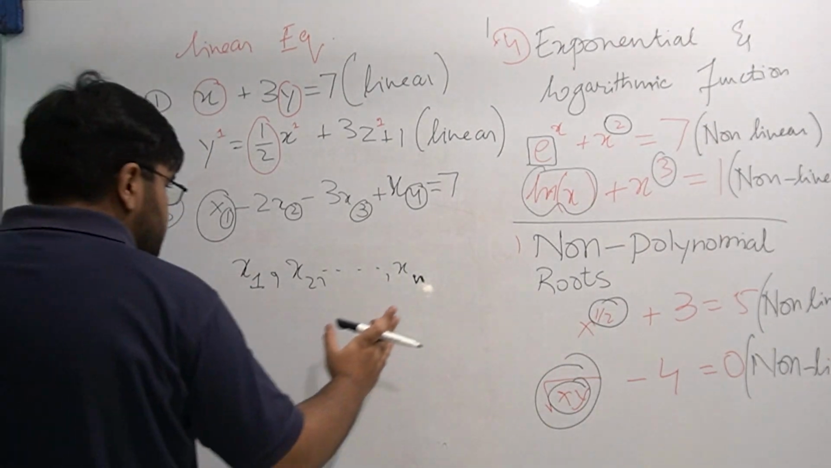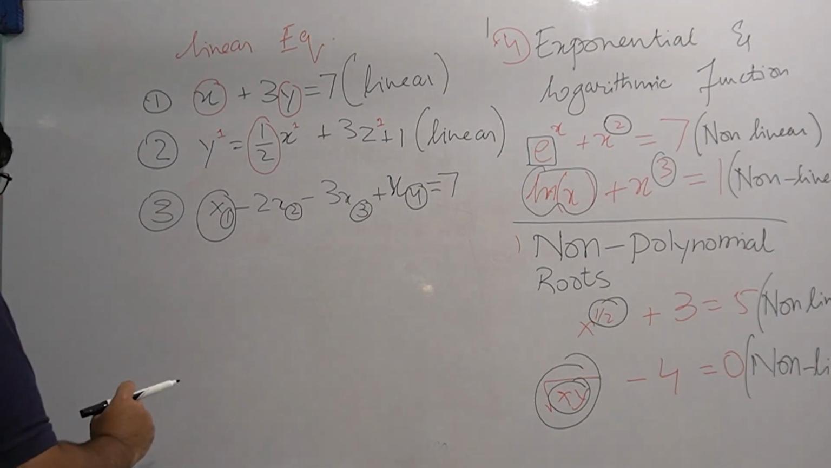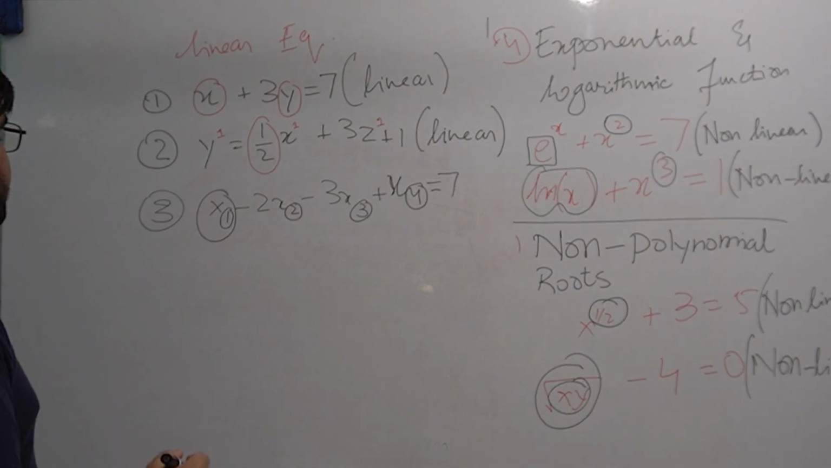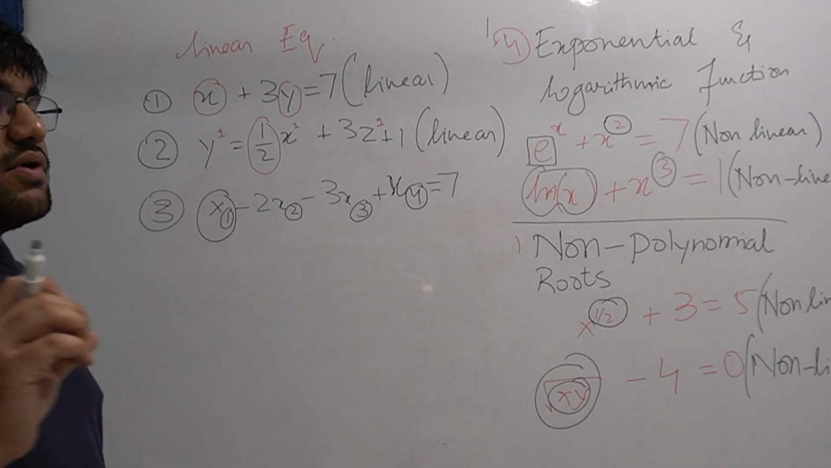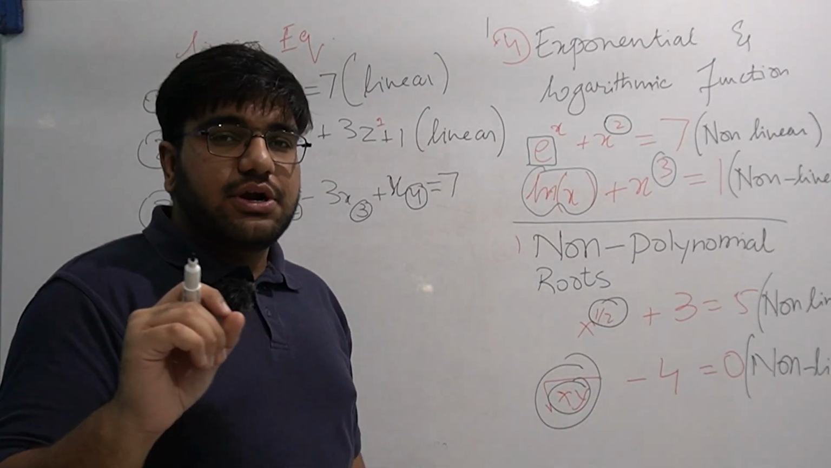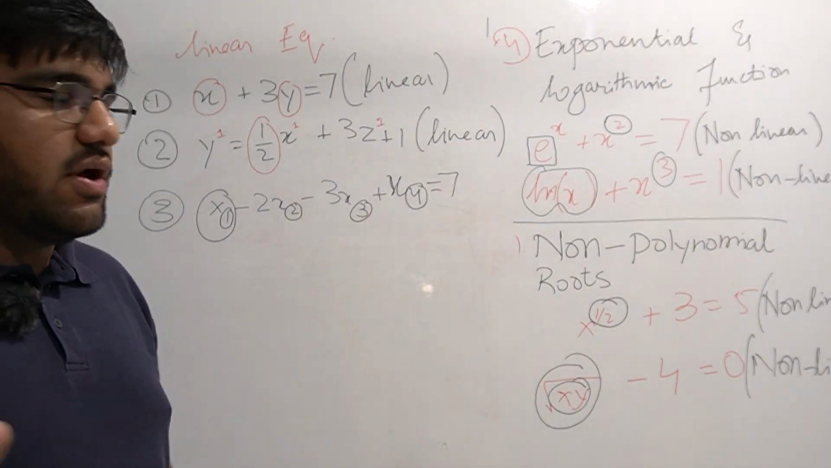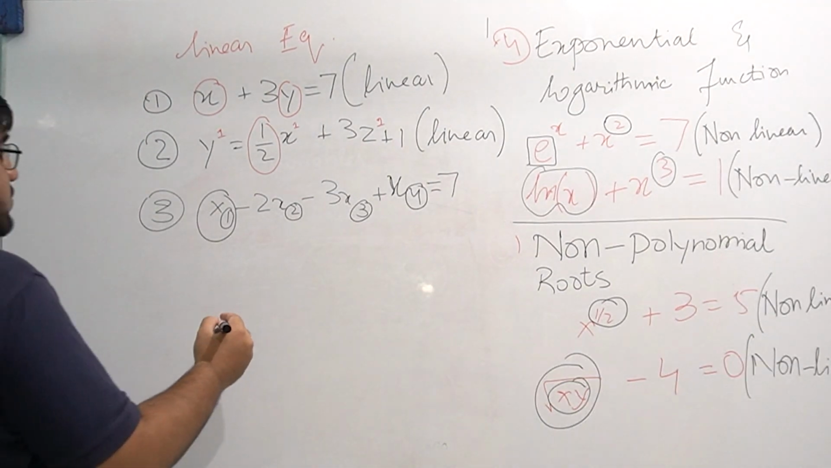So here the third equation is also linear, since it doesn't violate any of the points which we had discussed earlier, any of the 5 points. So it is also a linear equation.